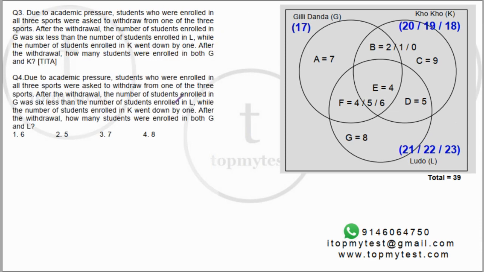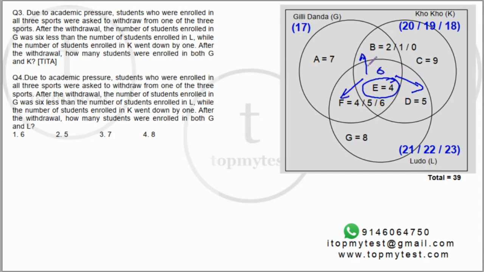Now, the remaining two questions have the same initial information. So let's look at the initial information. Due to academic pressure, students who are enrolled in all three sports were asked to withdraw from one of the three sports. So these people were to move out from three sports. They can either leave Ludo, in which case they will go to B. They can leave Gilli Danda, in which case they will go to D. Or they can leave Kho-Kho, in which case they can go to F. Right? This will become 0.